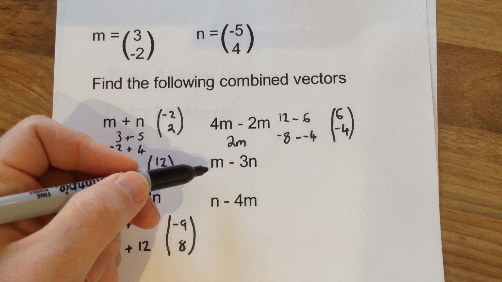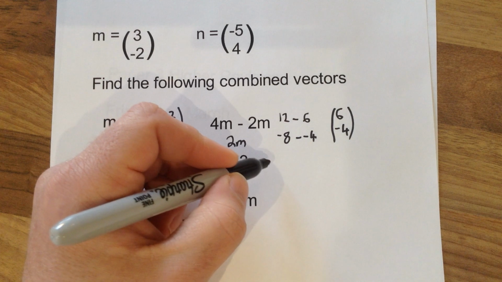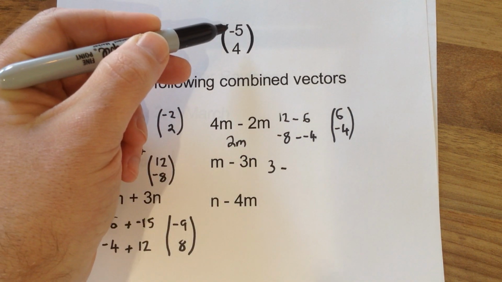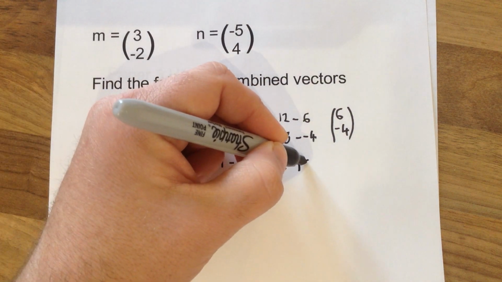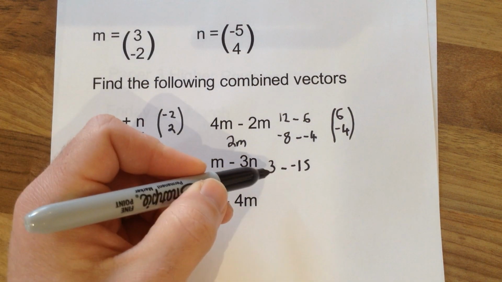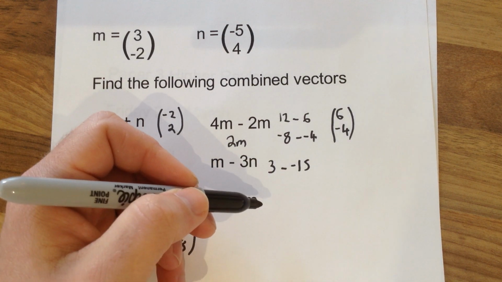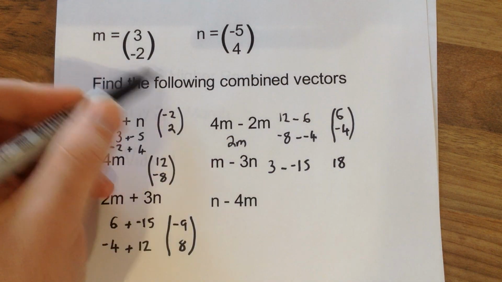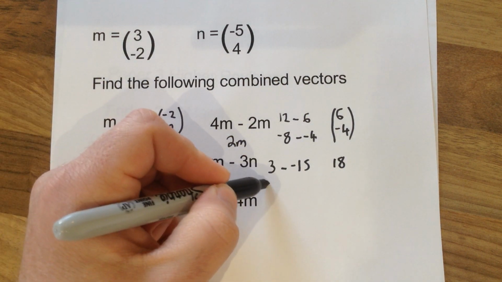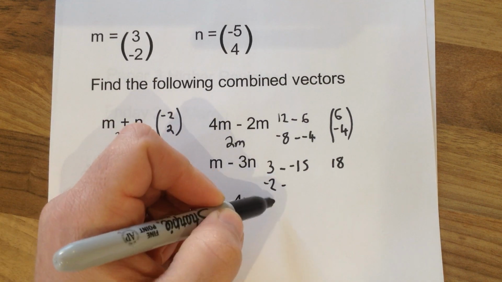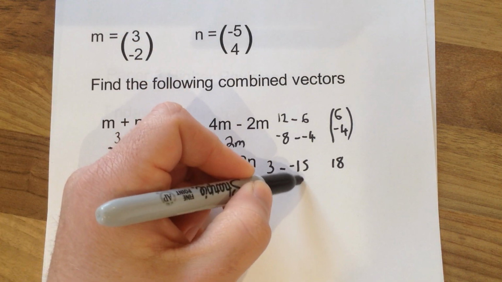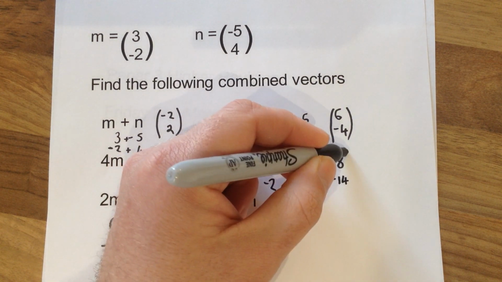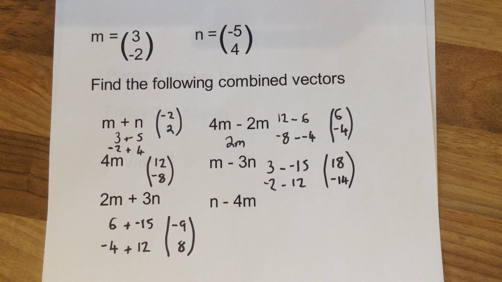The next one, m minus 3n. So m is 3, take away 3 lots of n, so 3 lots of minus 5 is minus 15. So the number for the top would be 3, take away minus 15, that's the same as 3 add 15, so 18. And then for the number at the bottom, m, so that's just minus 2, take away 3 lots of 4, so that's 12, minus 2, take away 12, would be minus 14, and there's my combined vector.